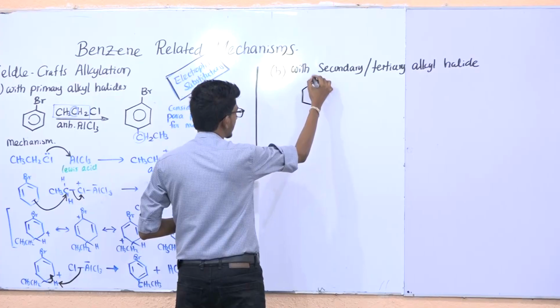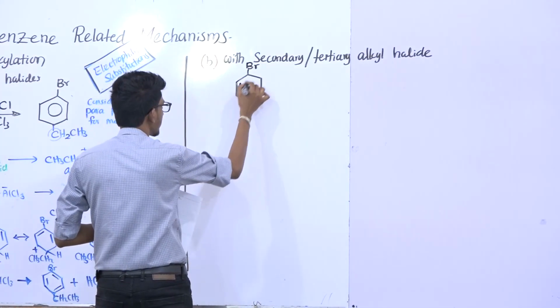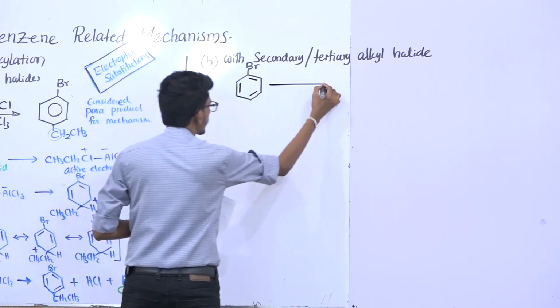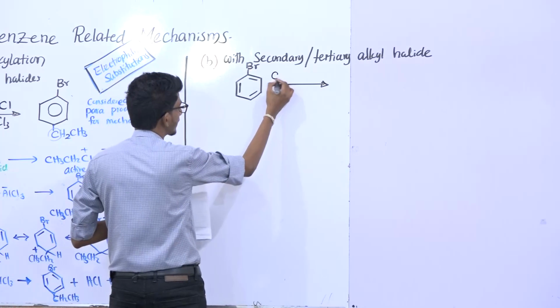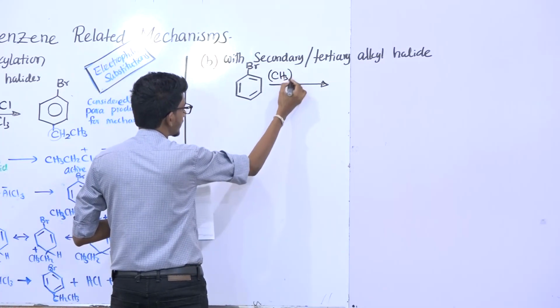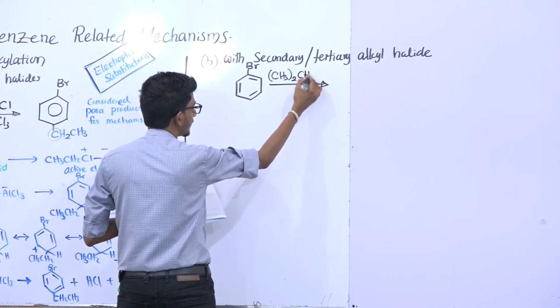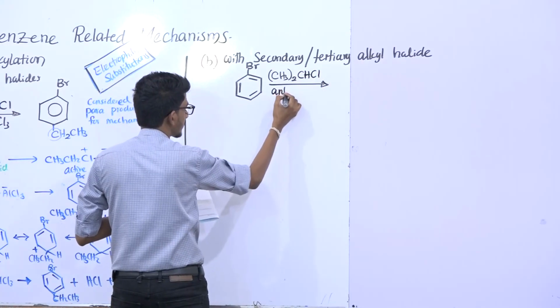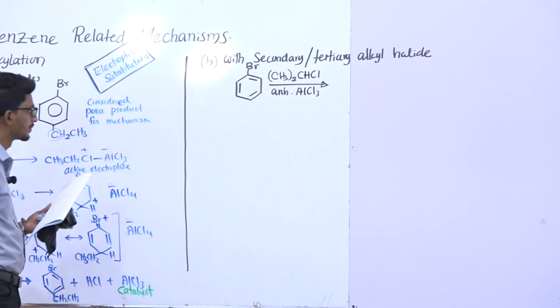Benzene and Br, right. So they have added some secondary alkyl halide, 2-chloropropane, (CH3)2CHCl, with anhydrous AlCl3. First of all, let's come up with the product.